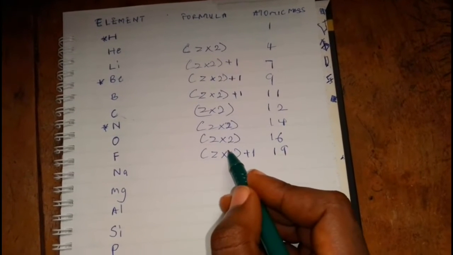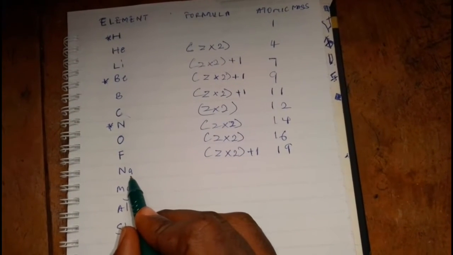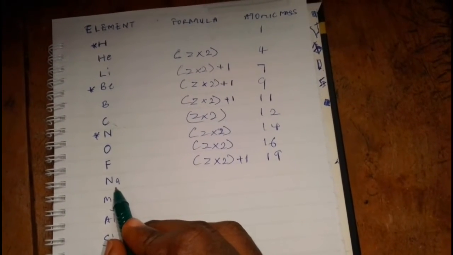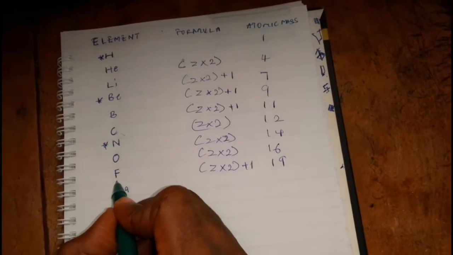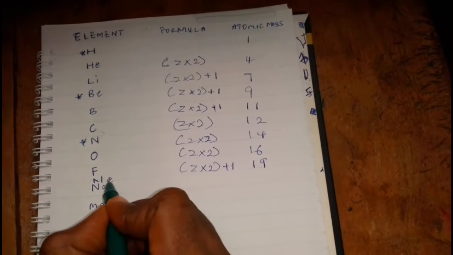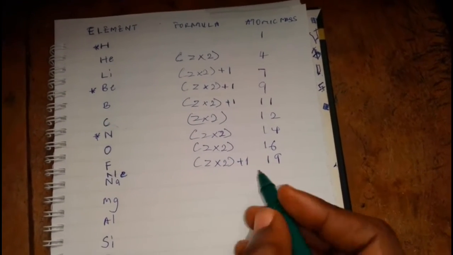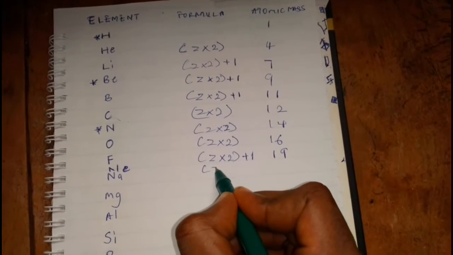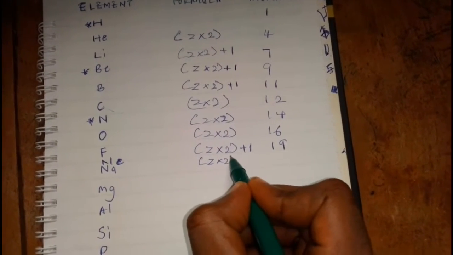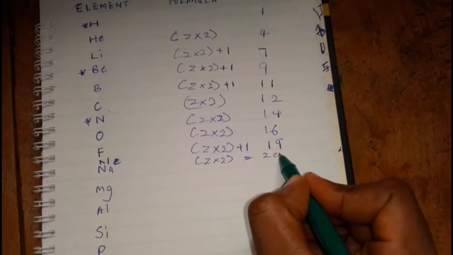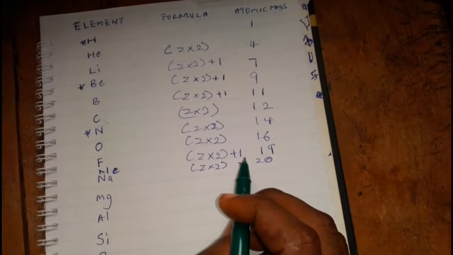So this one is sodium. Sorry, something is supposed to be here before sodium. Neon is supposed to be here. So neon has atomic number 10. So that will just be Z times 2, which will give you 20. That one doesn't have any exception.